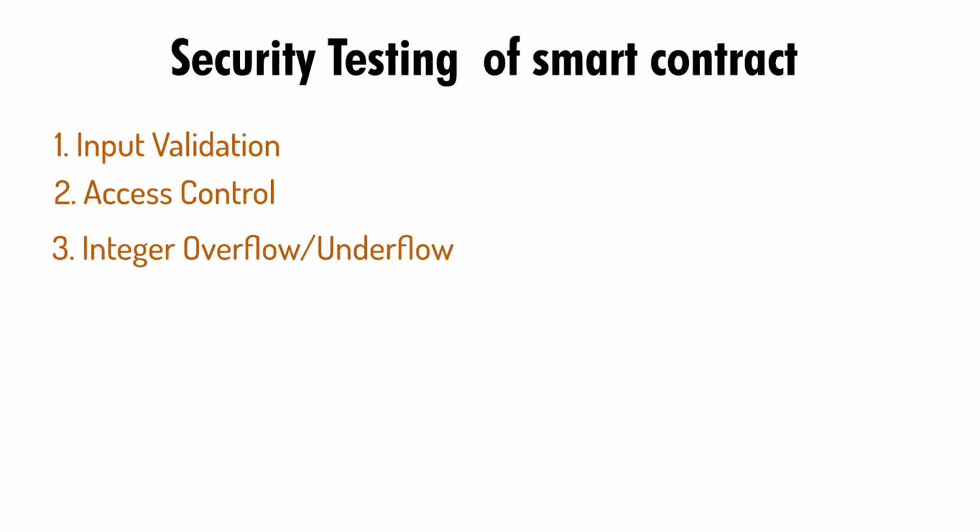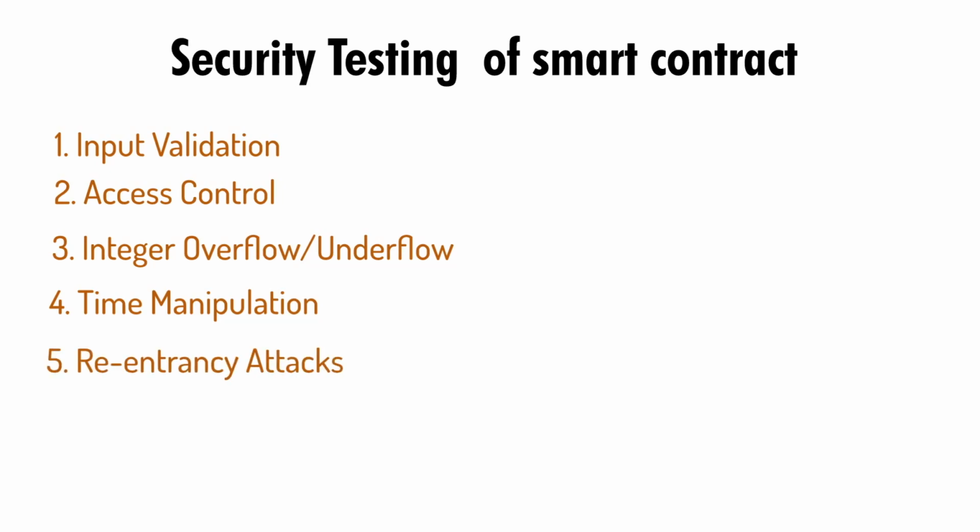Integer overflow or integer underflow. Test scenarios where the arithmetic operations within the contract could potentially result in an integer overflow or underflow. Verify that the contract handles these operations correctly, preventing vulnerabilities related to incorrect calculations. Time manipulation. Test scenarios where an attacker attempts to manipulate time-based conditions or deadlines within the contract. Verify that the contract implements a proper time validation mechanism, preventing manipulation of time-related operations.